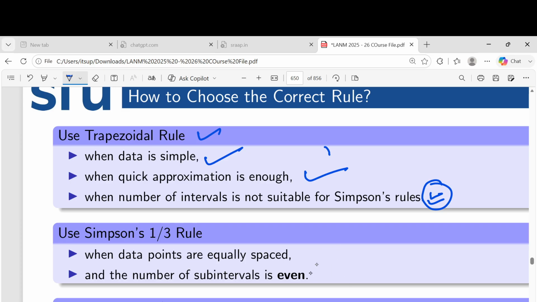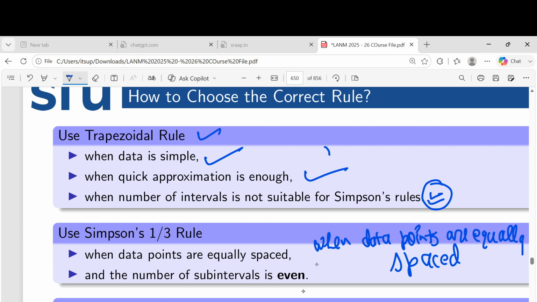Simpson one-third rule is used when data points are equally spaced and the number of subintervals is even.